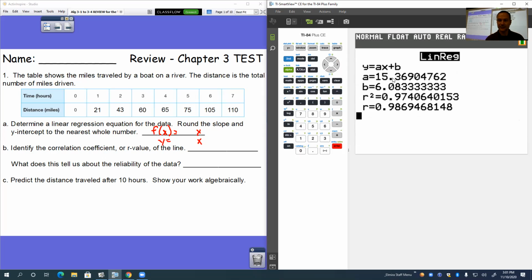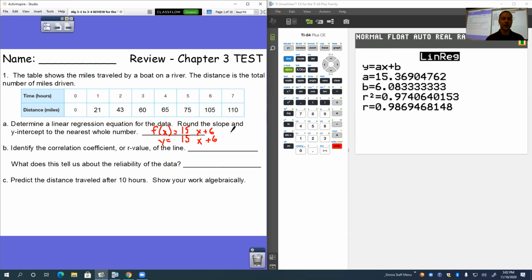So our a value says 13.36. We want to round to the nearest whole number. So 15.3 is just going to round to be 15. That's the number that goes in front of our x in our linear regression equation. The plus b we get from the b part. We have 6.08. So that is a positive 6. So we're going to write plus 6 after our x. So our linear regression equation is f of x equals 15x plus 6. Don't forget to put the f of x equals, because it is an equation and equations require equal signs.